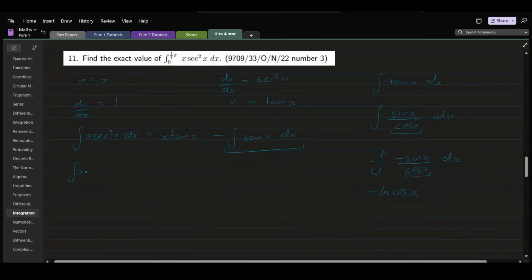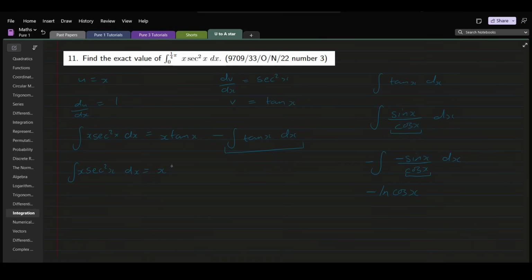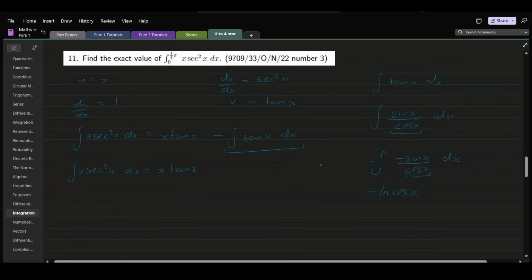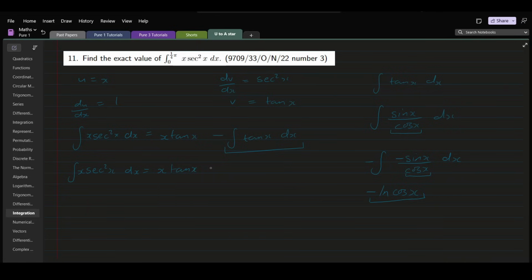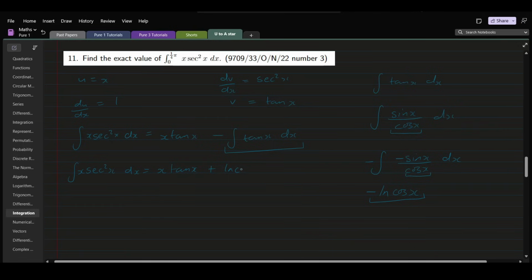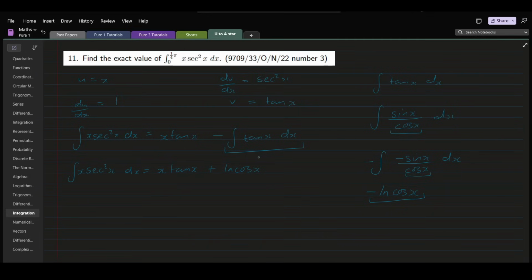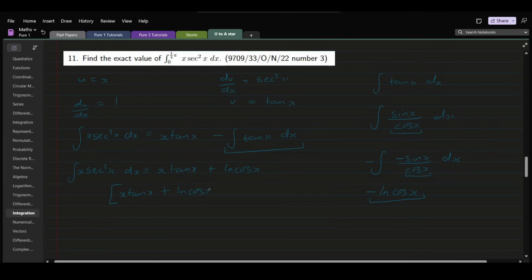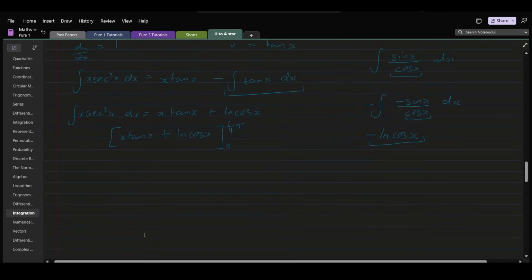So we can come back to our formula for integration by parts and say that this is equal to x tan x minus negative ln cos x. So that will be plus ln cos x. And that's our integral for x sec squared x with respect to x. Now let's put our limits. So this is x tan x plus ln cos x, and this is going from 0 to 1 over 4 pi. Let's substitute in our limits.